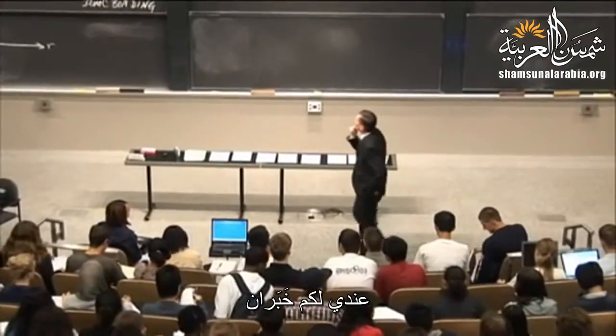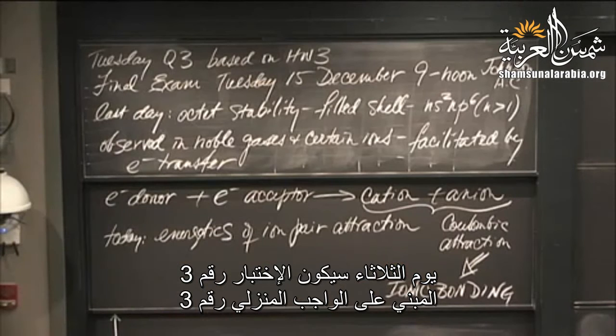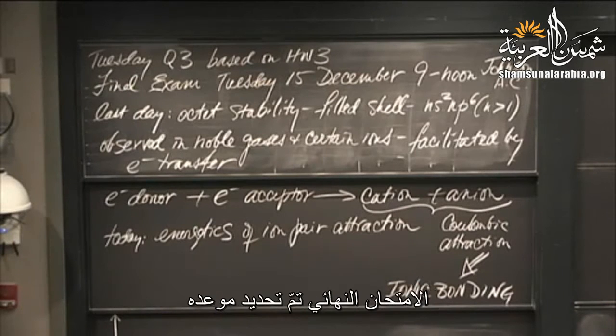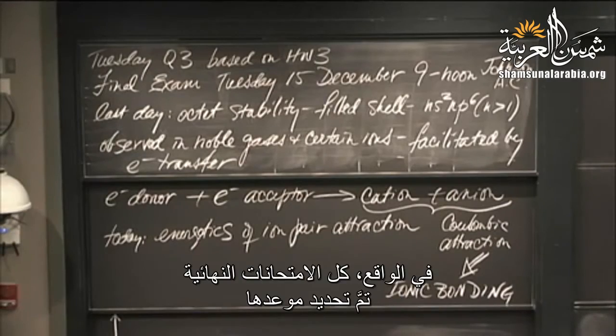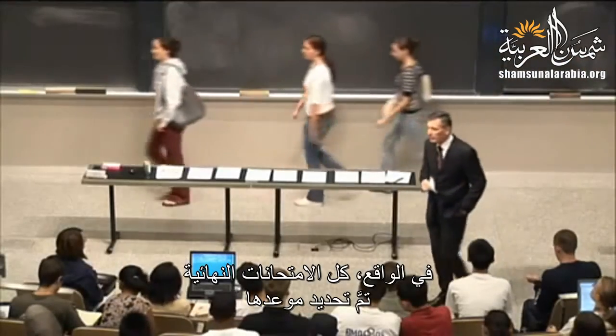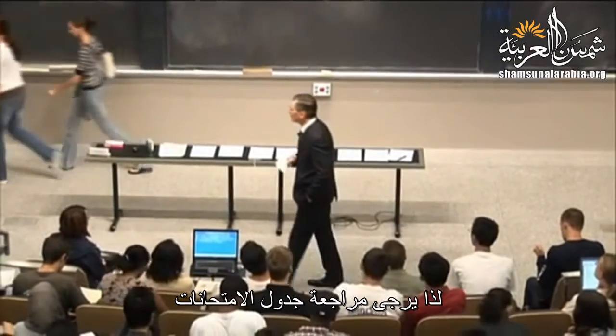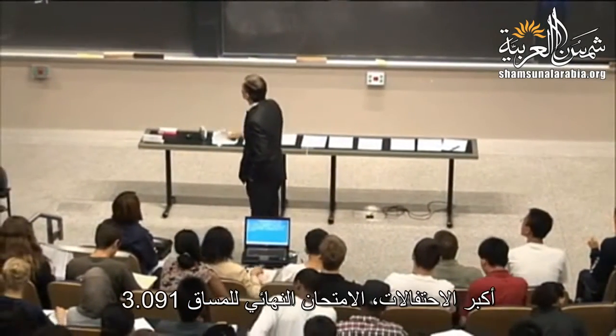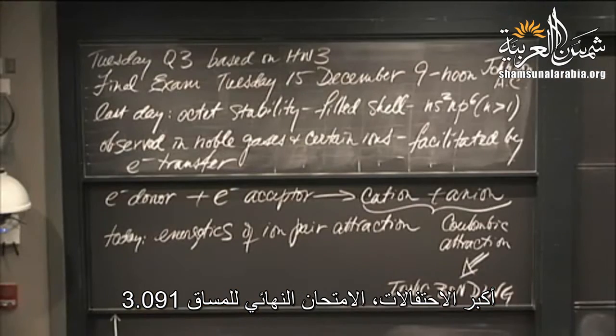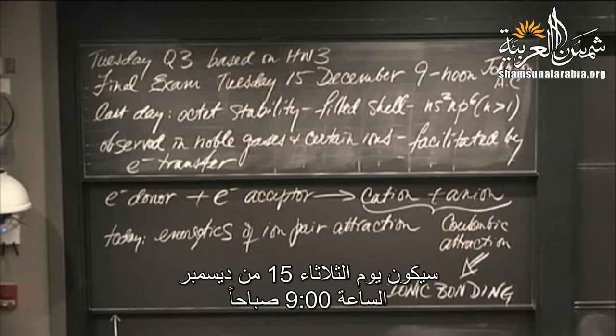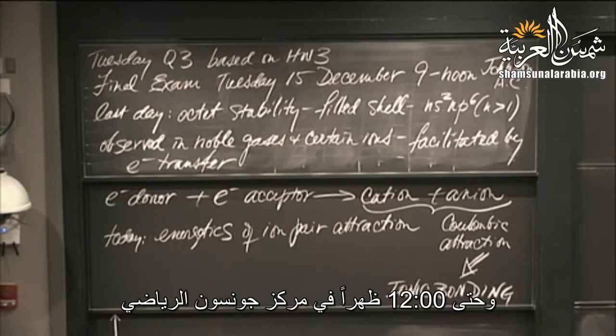Okay, a couple of announcements. Tuesday, quiz 3 based on homework 3. The final exam has been scheduled. In fact, all the finals are scheduled now, so please consult the registrar's listing. The celebration of celebrations, the 3091 final exam, will be Tuesday, 15th of December in the morning, 9 a.m. to 12 noon over in the Johnson Athletic Center.